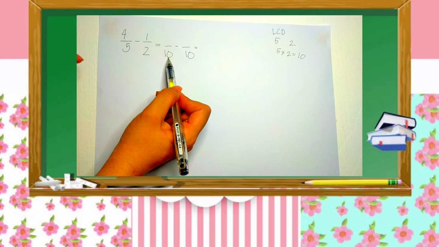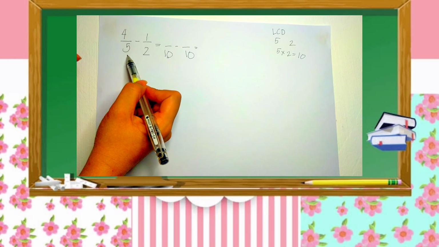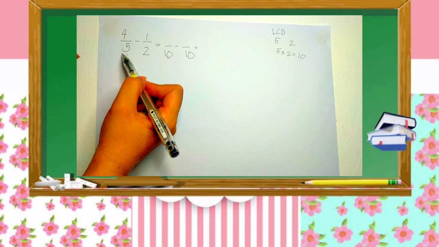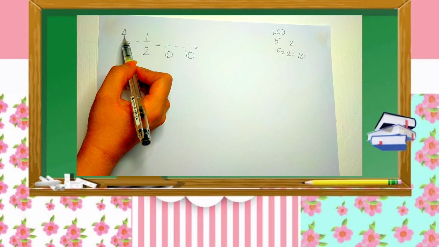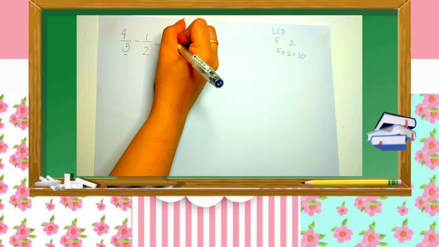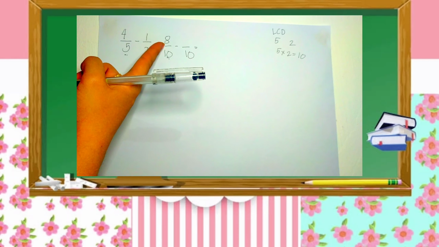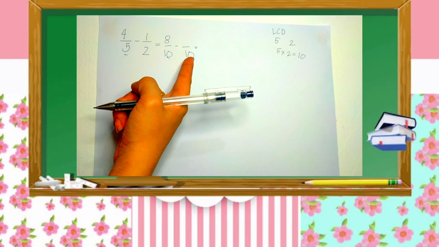Let's divide the denominator to denominator. 10 divided by 5 equals 2. Then multiply it to the numerator. 2 times 4 equals 8. We have the new numerator.